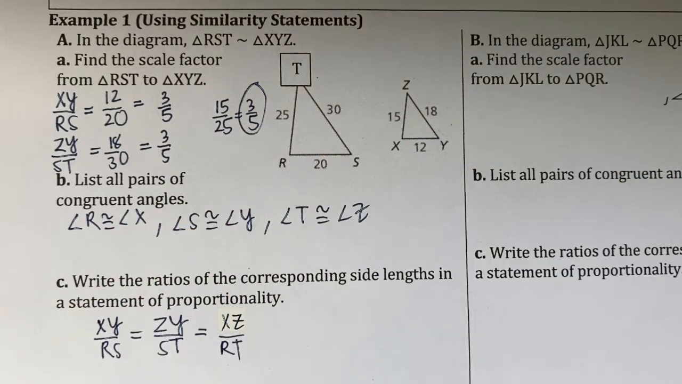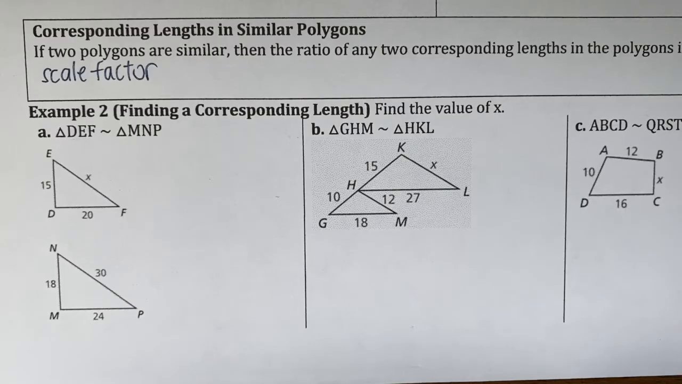This is the statement of proportionality for example 1. XY over RS is equal to ZY over ST is equal to XZ over RT. I'll let you guys try B on your own. Next, we'll be finding corresponding lengths of similar polygons.